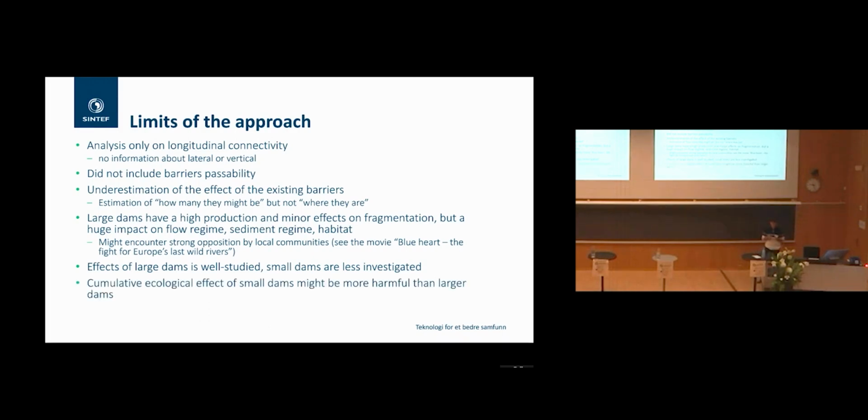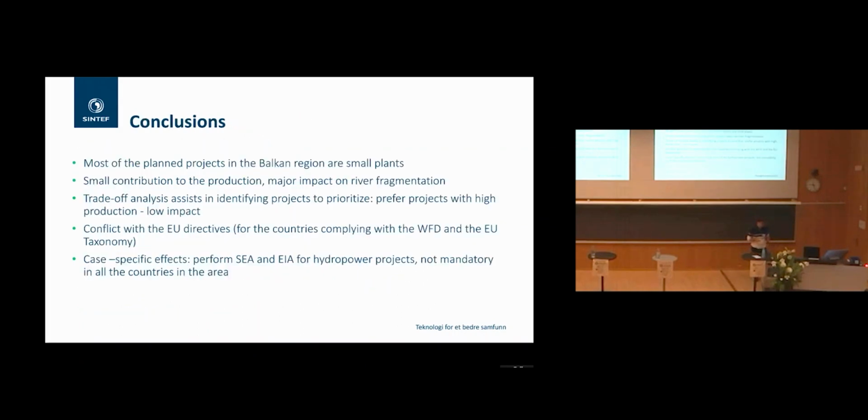We know from the Alps, from Austrian studies, that the cumulative effect of small dams might be more harmful than that of larger dams, so it's another thing to take into account. And I'd like to point out the effects are case-specific. This analysis was done on the river network, but if we decide to build, we need to go and see case by case what's happening.